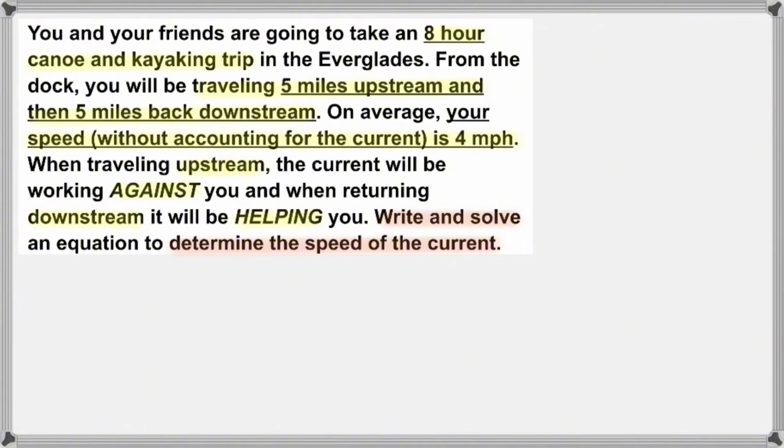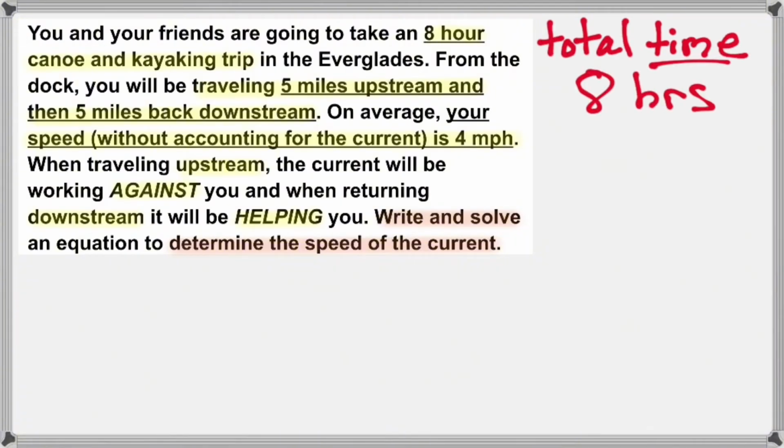When you travel upstream, the current will be working against you, meaning it's going to slow you down. And when you're returning downstream, it will be helping you. The current is going to increase your speed. Write and solve an equation to determine the speed of the current. Let's jump right into it.